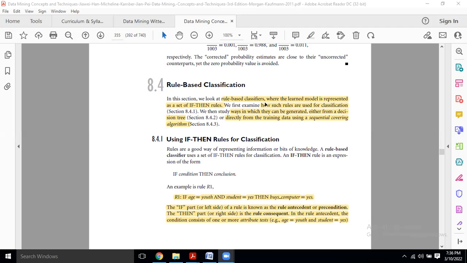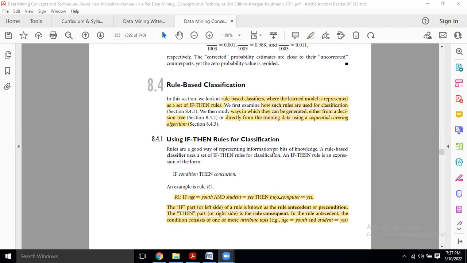So, in rule-based classifiers, a learned model is represented as a set of if-then rules. Now, in this section, we will examine how such rules are used for classification purposes and how we can generate those rules with the help of a decision tree, and then how we can write those rules without the use of a decision tree, directly from the training data. So, this all is covered under rule-based classification.